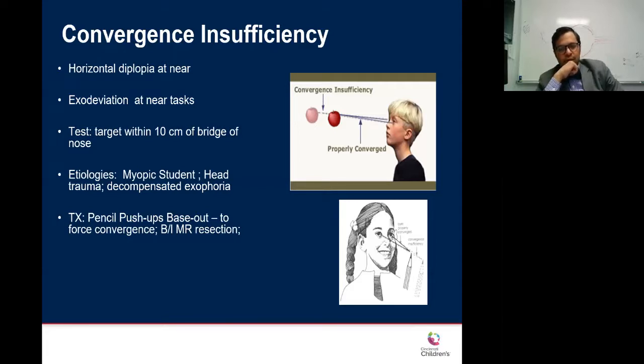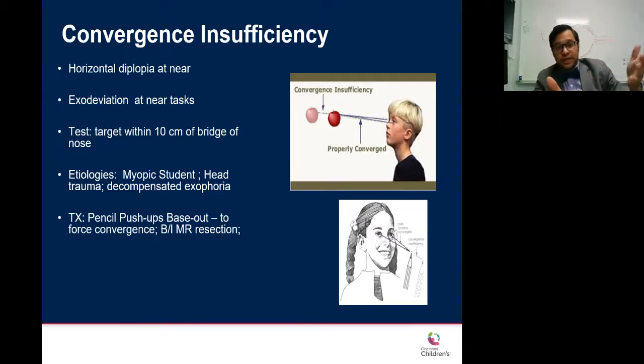These are ones that I would look at in students who are very myopic, who are studious. So high myopes that are studious can also get this. Trauma is the most common reason to get this. And if they have an exophoria, which is if you break their fusion, their eyes drift out a little bit, they can also get this convergence insufficiency.